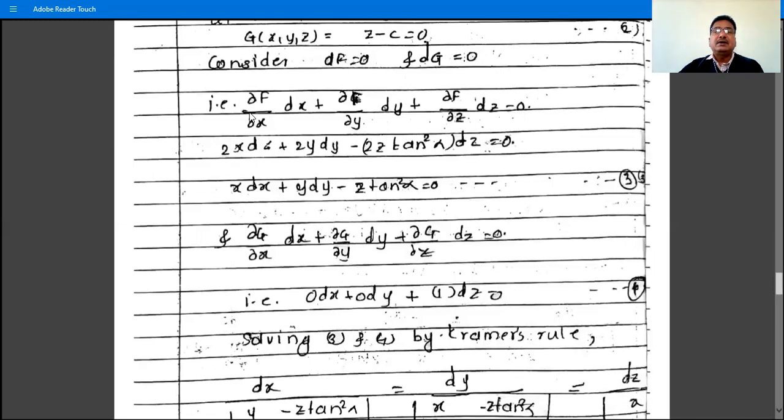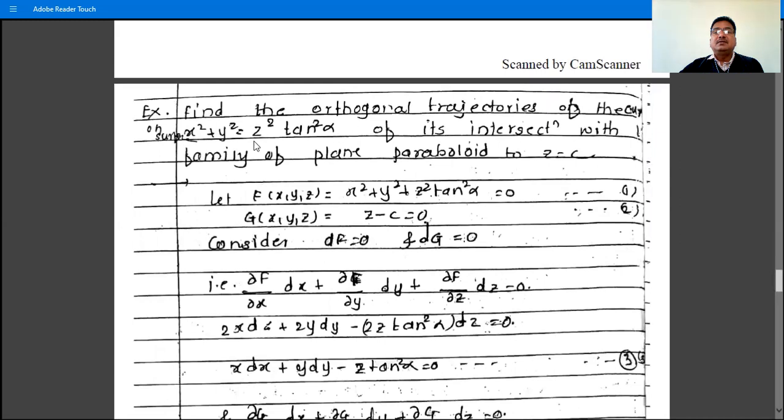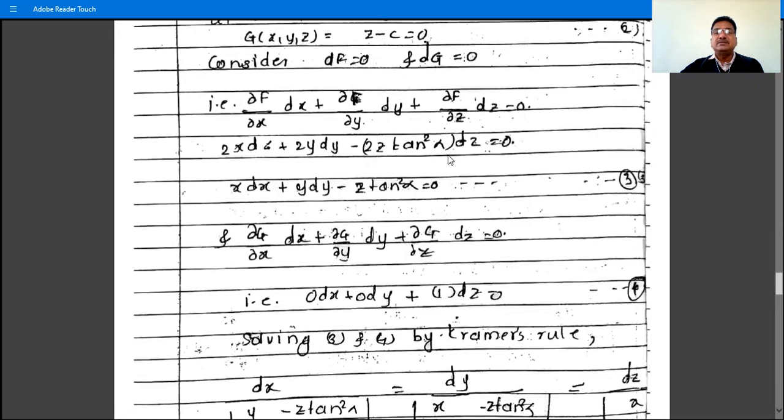What is dF? The complete derivative of F, that is dF by dx dx, dF by dy dy, dF by dz dz is equal to 0, and it is 2x dx plus 2y dy plus 2z tan square alpha dz is equal to 0. Minus, not plus, right, because here there is a minus sign: x square plus y square minus z square tan square alpha, and therefore its derivative is minus 2z tan square alpha dz is equal to 0. Dividing by 2, we have x dx plus y dy minus z tan square alpha dz is equal to 0. This is equation number 3.